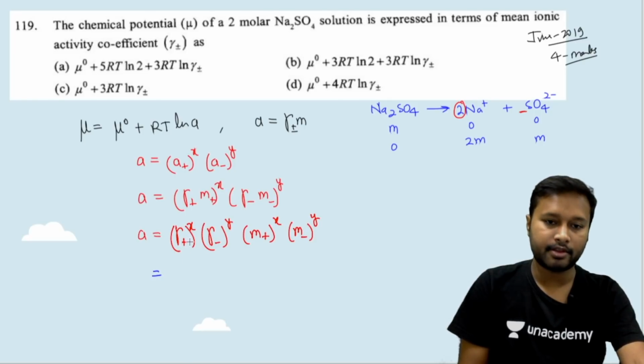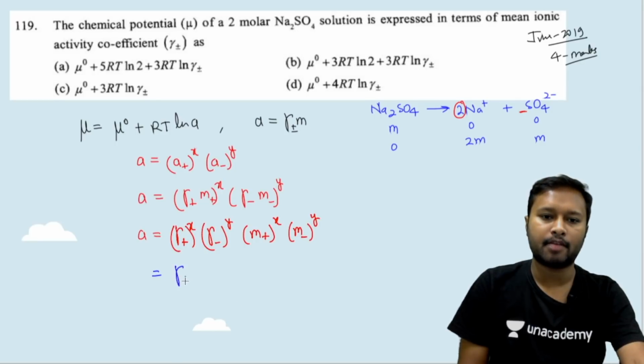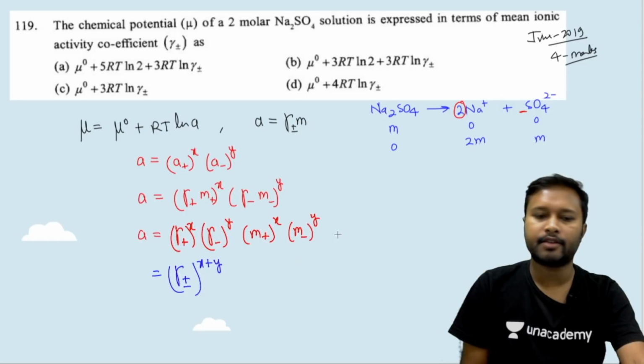You know that both of these things are going to have the same value, because the solution is for the same salt. So overall you can write it down as gamma plus minus, and the powers are going to get added. So this will be like x plus y. M plus is the number of moles of cation, that is 2 moles. Molality, okay, it's not moles, it's actually molality. So that is going to be 2m.